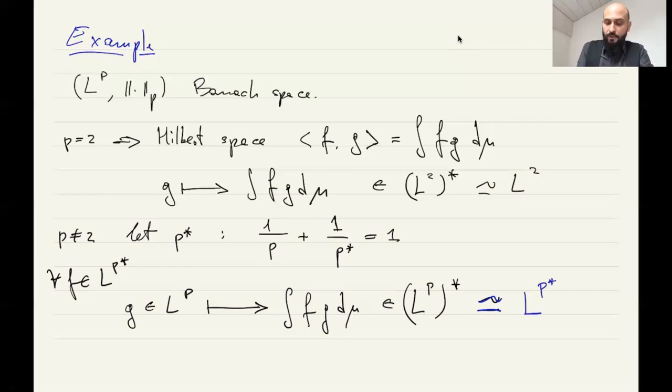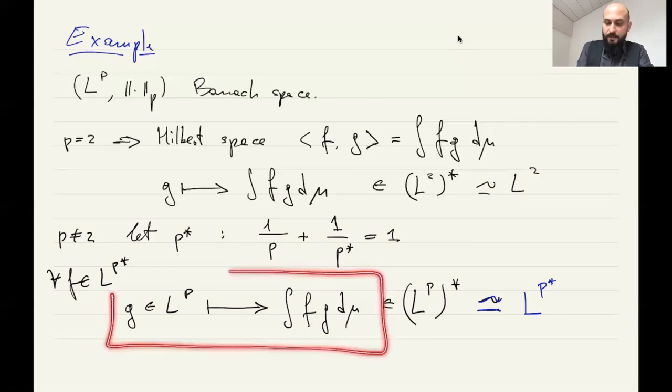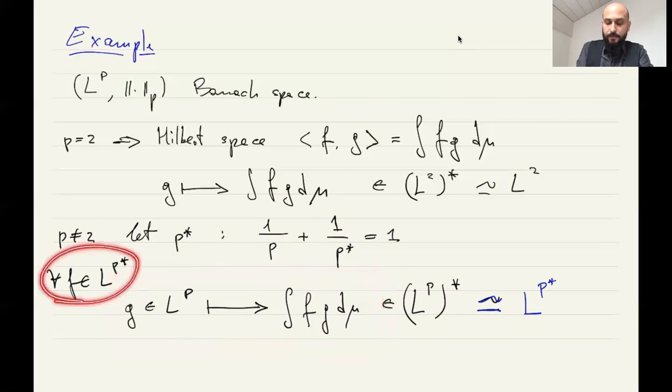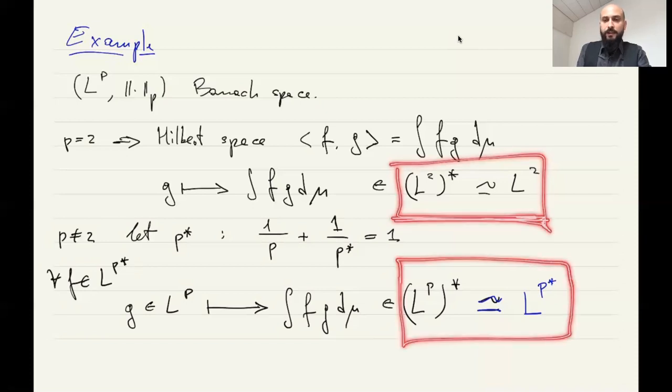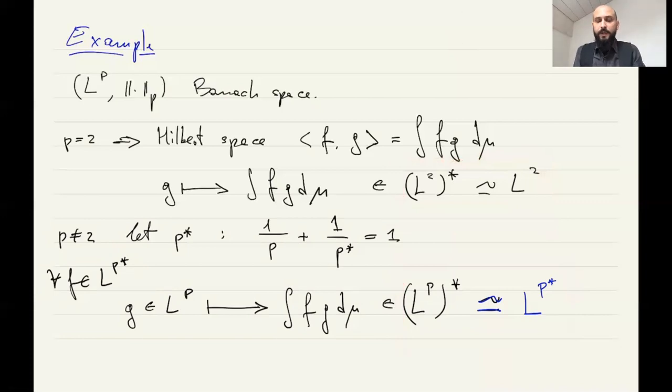We'll need to really understand that this is a well-defined map under this condition, but just to tell you that the duality, the self-duality of L2 has still some recollection in the case of arbitrary p. We will see that later in the course.